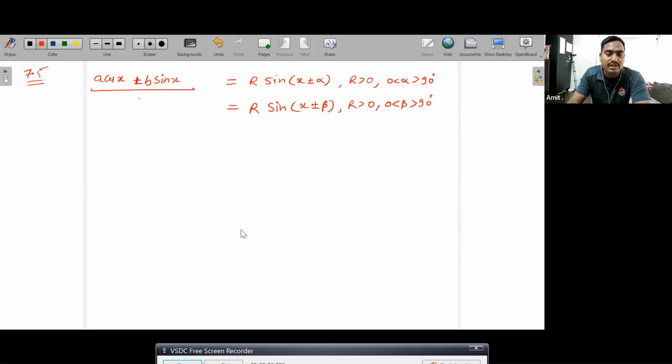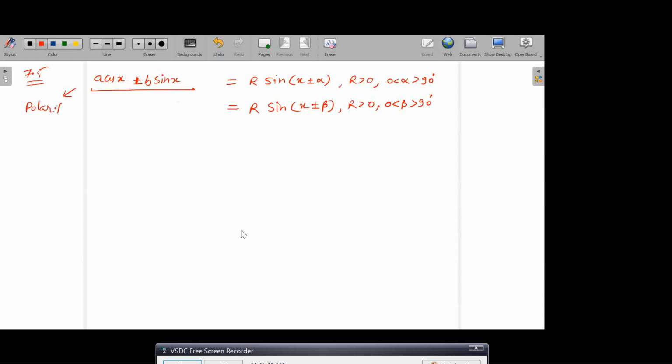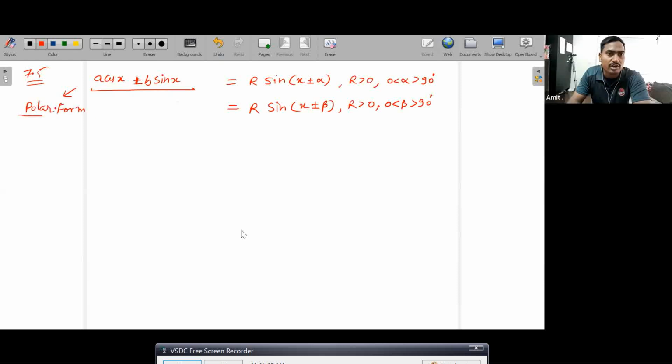In our Indian system, this is called the polar form. So now we have to convert this function into this form. Either we can convert it into this or this. Here we have constants: the coefficient of cos x is a, and the coefficient of sin x is b. And we have r sin(x plus minus alpha or beta).